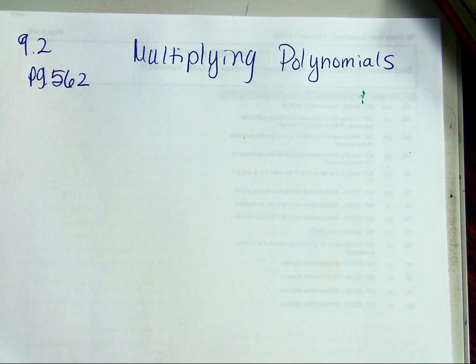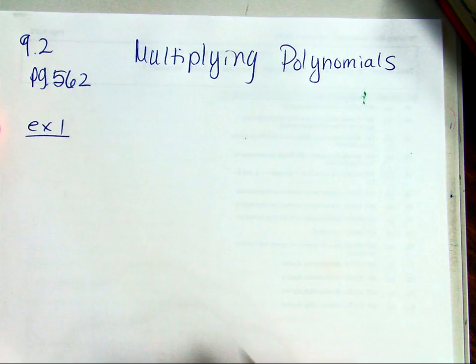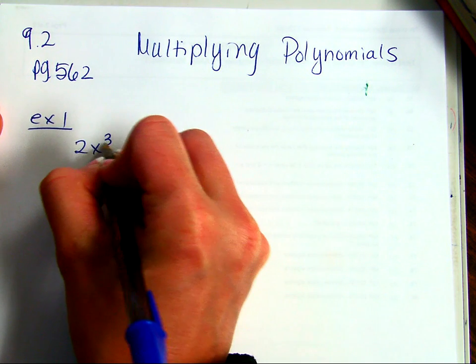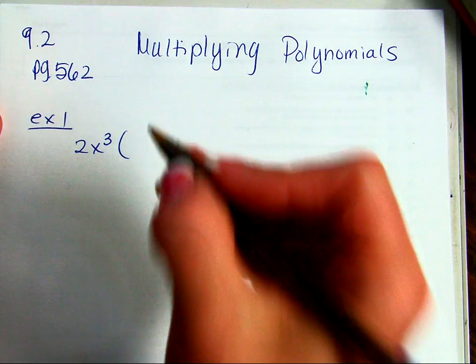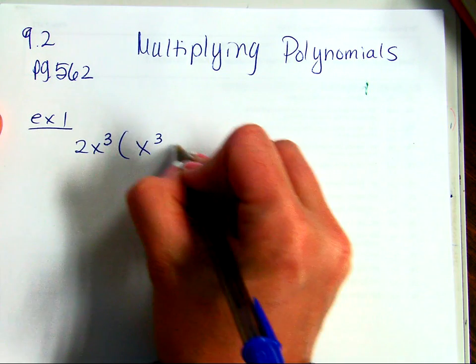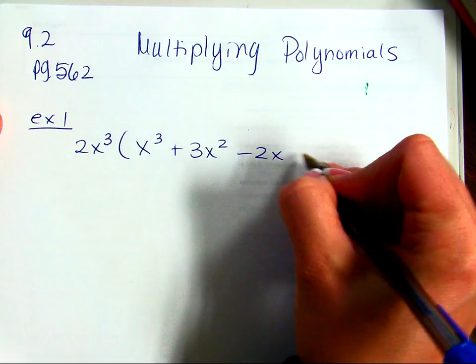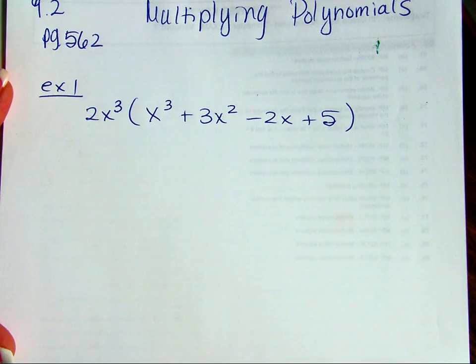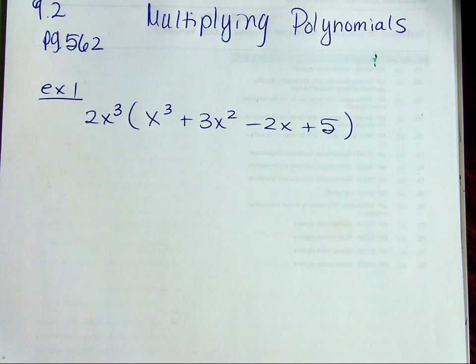Right, so adding and subtracting was yesterday. Today is multiplying. Let's start out with example 1. As easy as it gets here, I want you to multiply a 2x cubed, which is a monomial, right? And I want you to multiply that by this x cubed plus the 3x squared minus 2x plus 5. And that's a polynomial, right? Because it has 4 or more terms. No special name for that.